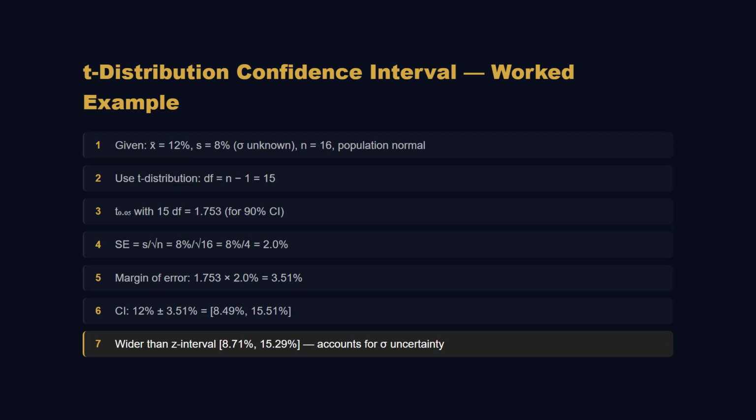Step 5. The interval is 12 minus 3.51 to 12 plus 3.51. 8.49% to 15.51%. Compare this to what z would give. The z value for 90% is 1.645. Margin of error with z would be 1.645 times 2 equals 3.29%. The t interval is wider, 8.49 to 15.51 versus 8.71 to 15.29. The extra width accounts for the additional uncertainty from not knowing sigma.